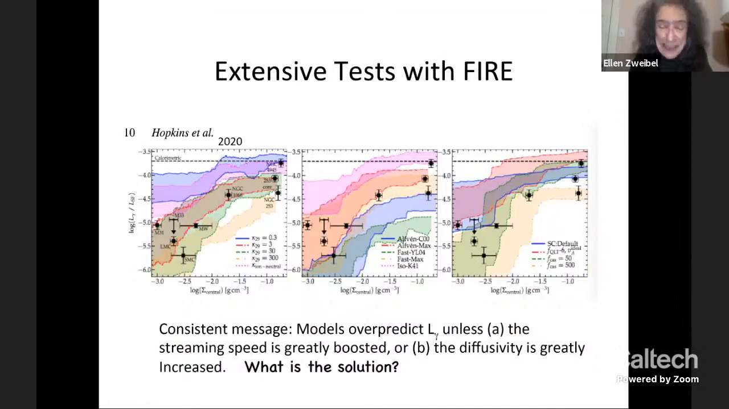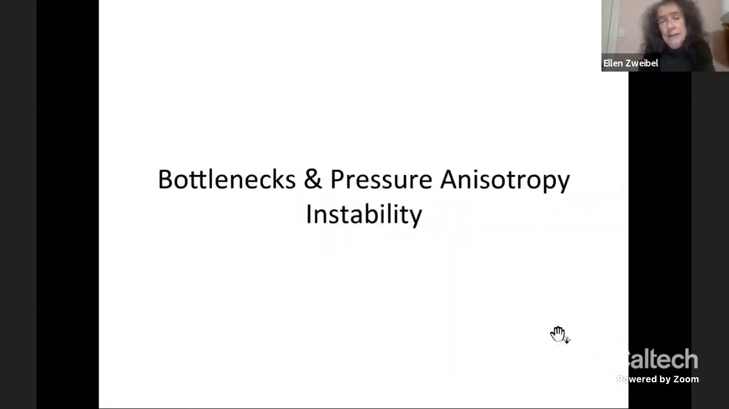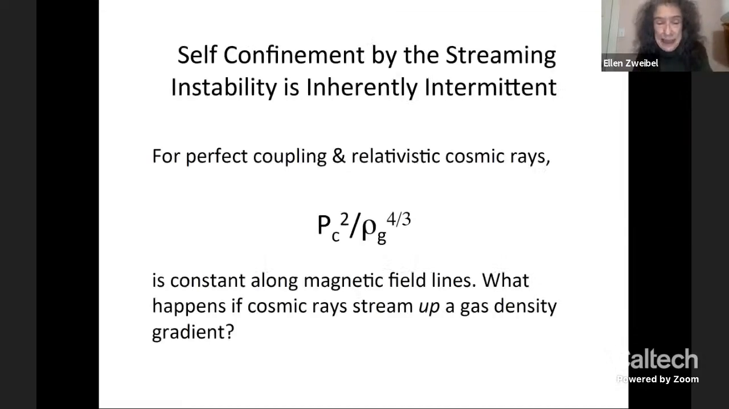Okay, so if we take this discrepancy seriously, then we have to come up with a physics-based model for how cosmic rays interact that either predicts a very large boost in the streaming speed or has a much larger diffusivity than what we infer in the Milky Way and what we calculate from any of these models. Okay, so now I'm going to come back to this, but it's going to look at first like a deviation. I'm going to talk about bottlenecks and pressure anisotropy instability.